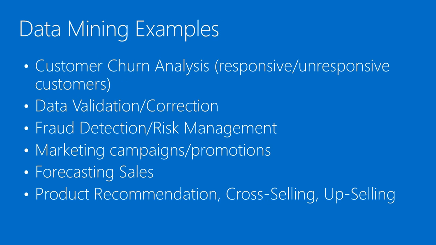We could do data validation and correction. This is a fairly common approach in a data warehouse. We can identify values that are outside the norm or look for outliers. We can look for potentially incorrect data, and we'll actually look at an example of that here in a little bit. Fraud detection and risk management is another example. You may have received a phone call or an email from one of your credit card companies that identified potentially fraudulent transactions. Those are all based on data mining models that they're using to identify those transactions that are potentially high risk.